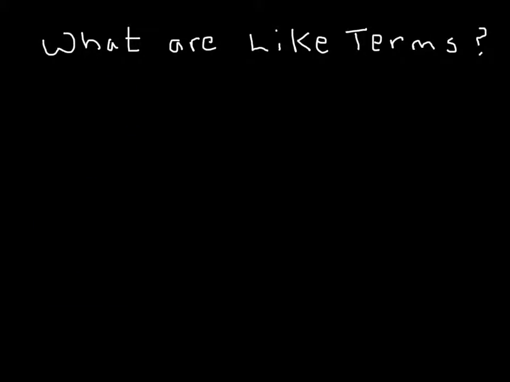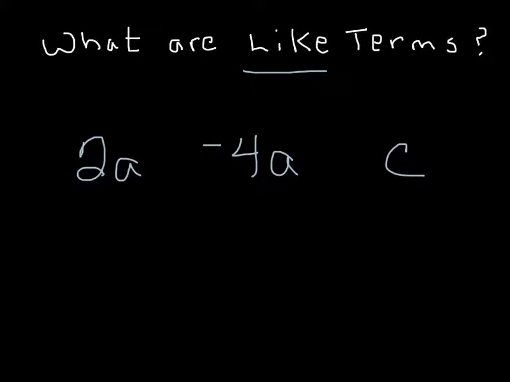Now, what are like terms? Well, as we said before, a term can take many different forms. Now, what do we mean by the word like terms? Well, if I had, say, 2a, and then I had a negative 4a, and say I had c. Now, what I have here is 3 terms. So I have a 2a, which is one term, I have a negative 4a, which is another term, and I have c, which is a third term.